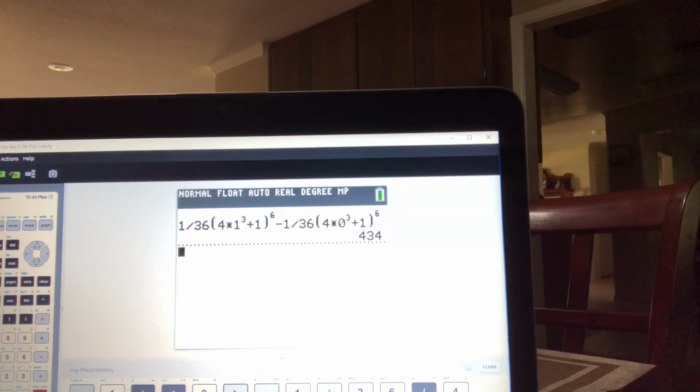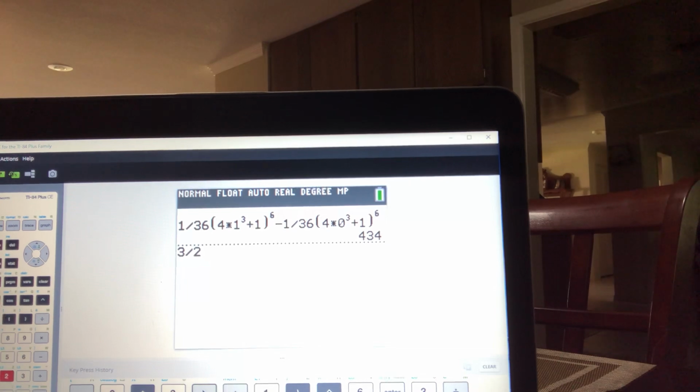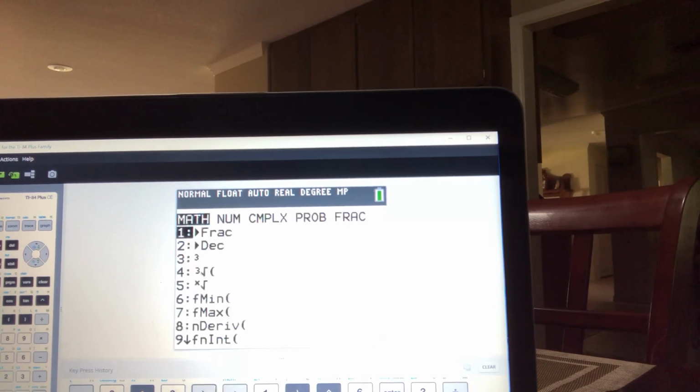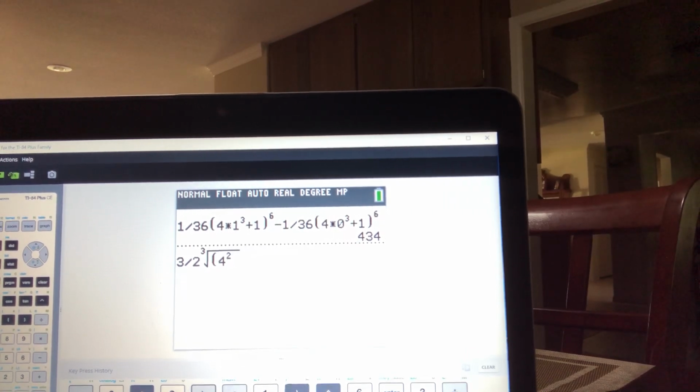Okay, so we're going to put in 3/2. And then we need a cube root sign. So it's under math, and cube root is number 4 on most calculators. So it's 3/2 cube root. And then I'm going to use parentheses just like it looks on the paper. And I'm plugging in the number 4 first because that's my upper limit. So it's 4 squared plus 4 plus 1. Close the parentheses, and then that will have to be squared.